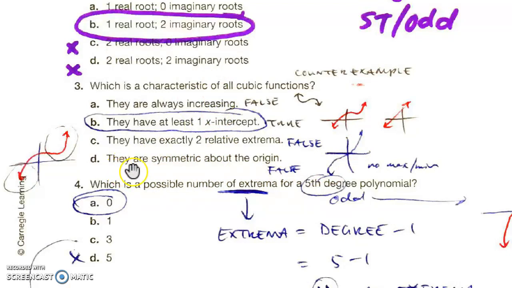And then D, they are symmetrical about the origin. So here's my counter example. About the origin means here in quadrant 3 and quadrant 1 have to be exactly the same. And that's not the case. And you can also see that in quadrants 2 and 4.